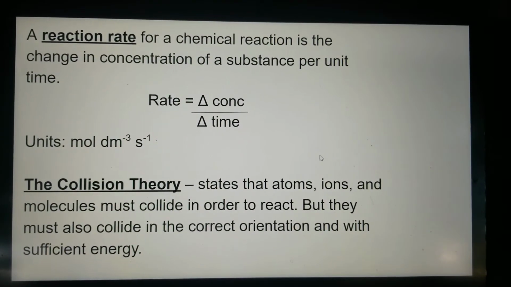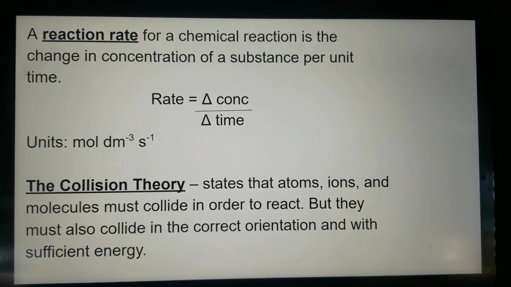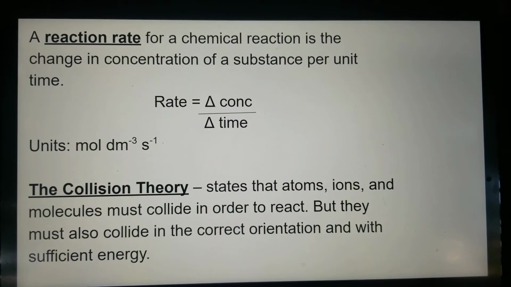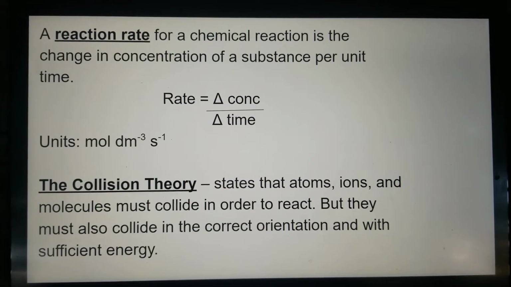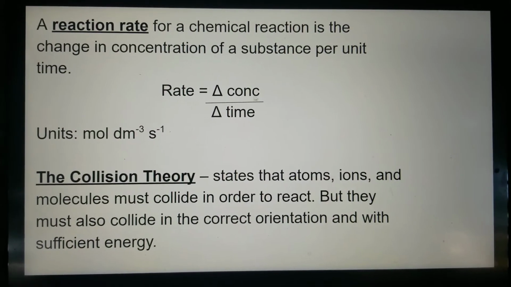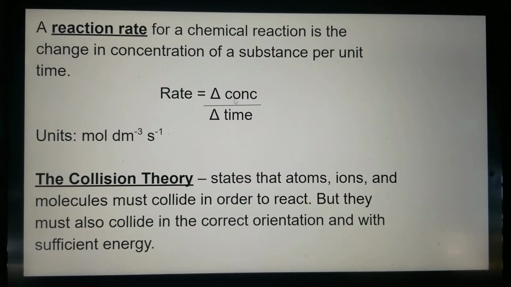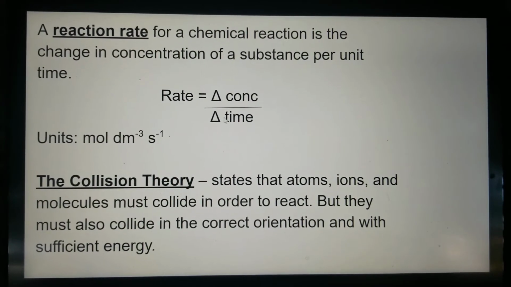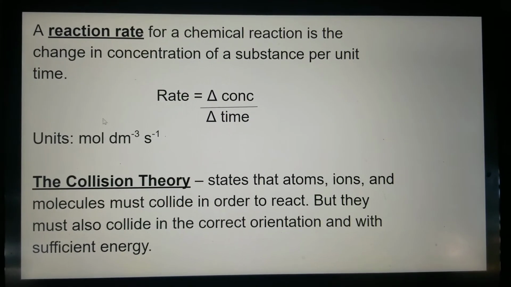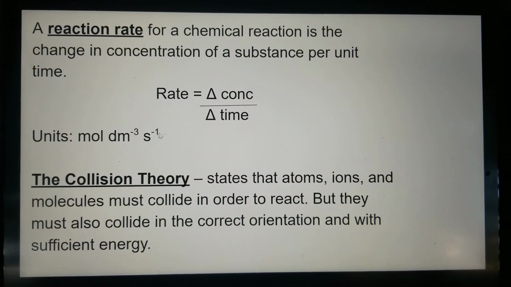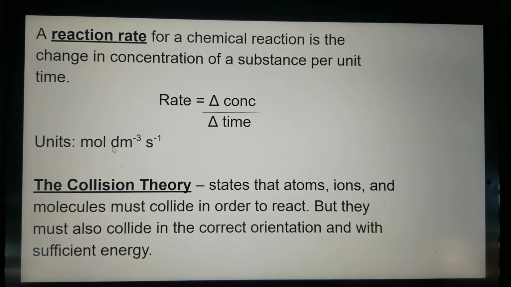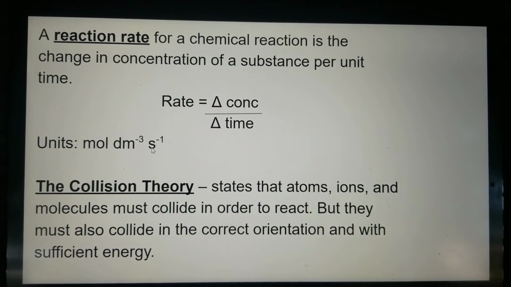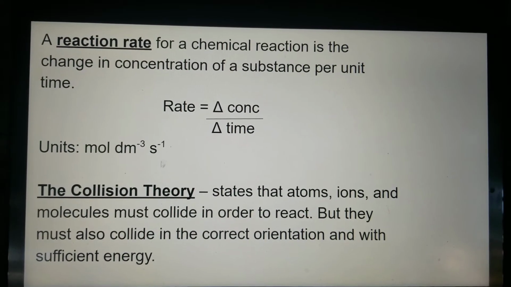So a little bit of a review about reaction rates. For a chemical reaction, the reaction rate is the change in concentration of a substance per unit time. So you see here the delta concentration, the change in concentration, divided by the change in time. The units that you're going to be working with in IB are going to be moles per decimeter cubed, that's the concentration, per second. Those are the units of rates.